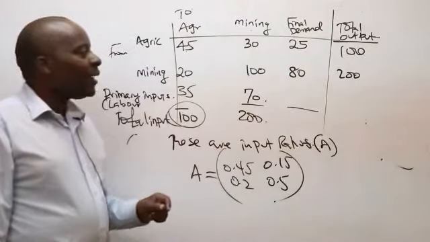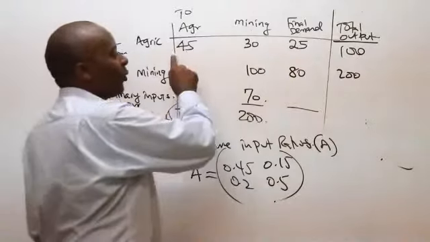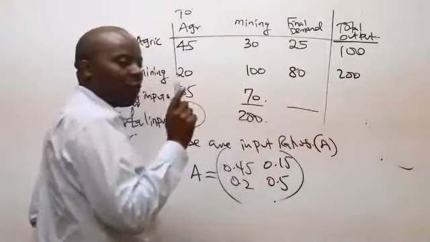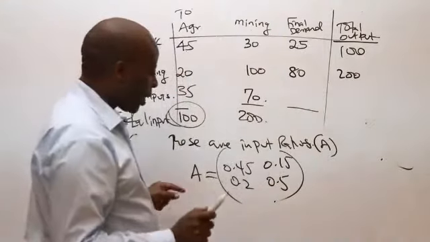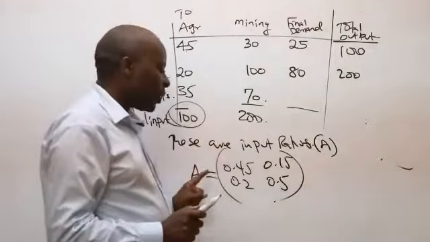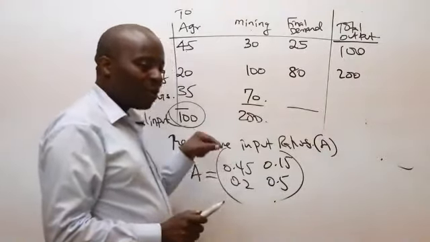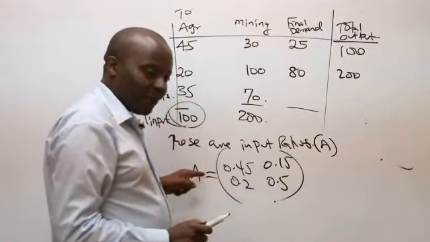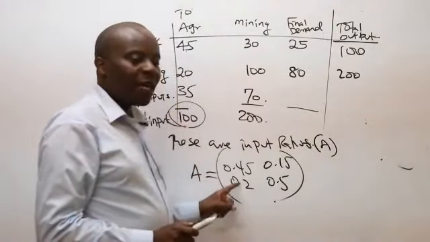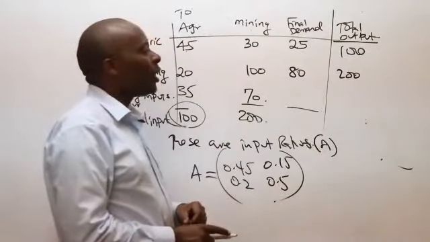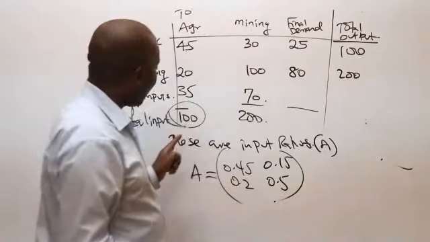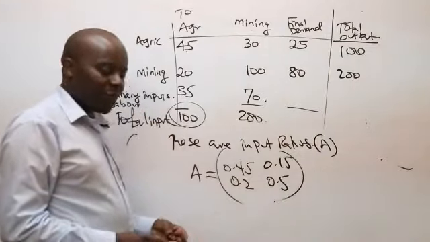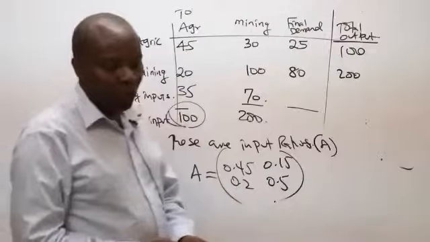So remember that in Markov, we normally move in a particular direction. For input-output ratios, these technical coefficients matrix A are input ratios. The total input becomes our benchmark, and then we divide downwards. It has to be a square matrix. We don't incorporate final demand, and we don't incorporate primary inputs into matrix A.